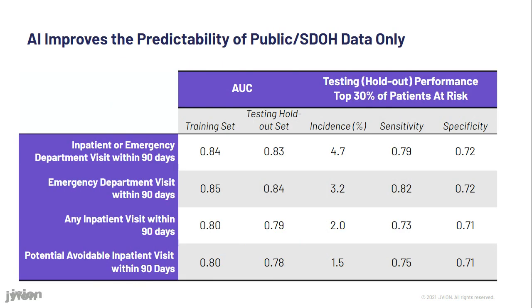As you can see here, if you are familiar with AUCs, it's the C-stat. It's how accurate the prediction is. Typically 0.8 is considered good to very good. As you can see here, we were good to very good at predicting inpatient or ER admissions.